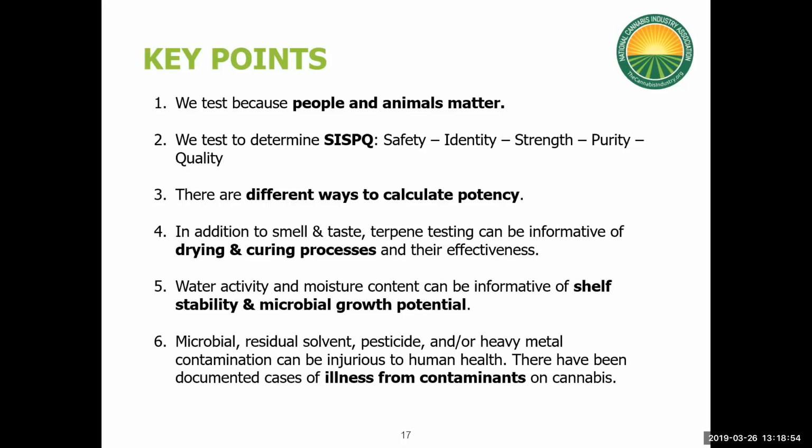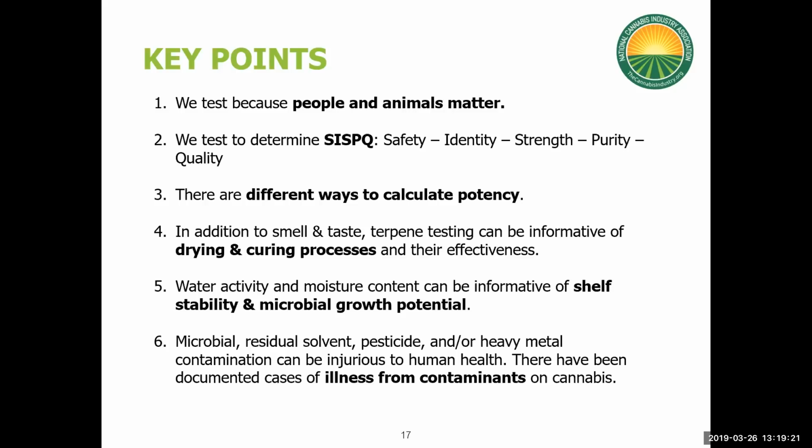There are many different ways for us to support CISPQ with testing, including calculating potency, calculating terpene quantities so that we can be certain of our clinical entourage effects and efficacies, testing for chemical and microbiological contaminants, both for shelf life stability to say, hey, the process I used was good enough to remove all the microcontamination, and that stuff's going to be good for 6 to 9 months or a year or 3 years.